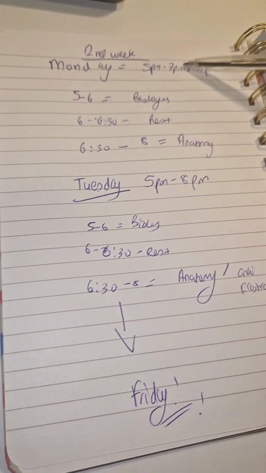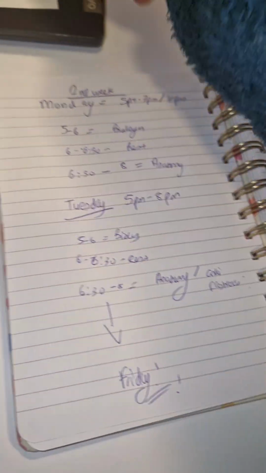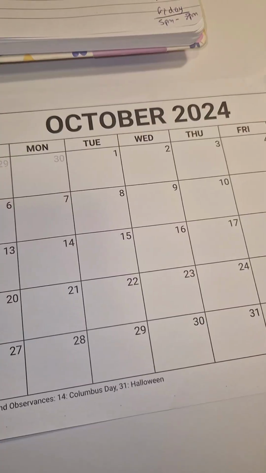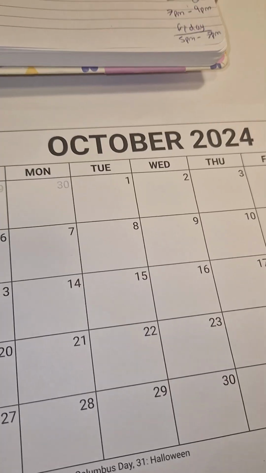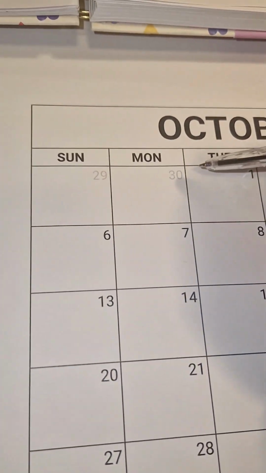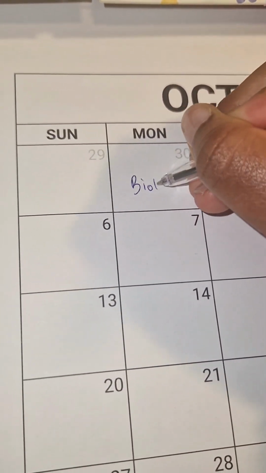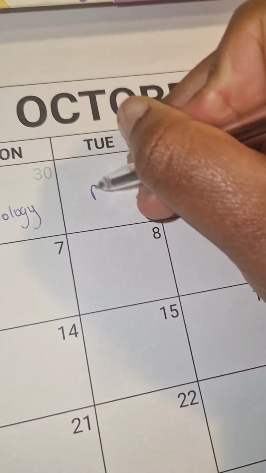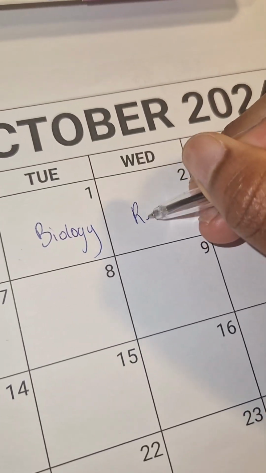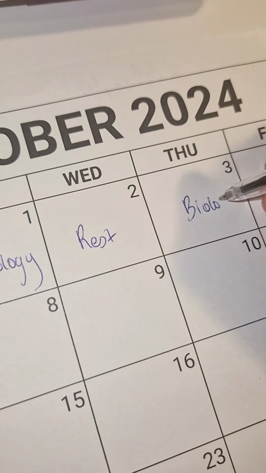So we write out our timetable from Monday to Friday, and next we incorporate it into our calendar. So assuming we've just started October again, start from the 30th of September here. On Monday, our task to do today is biology. So I'm going to slot in biology right here. Tuesday, biology. All the way, and Wednesday, rest. Thursday, biology.